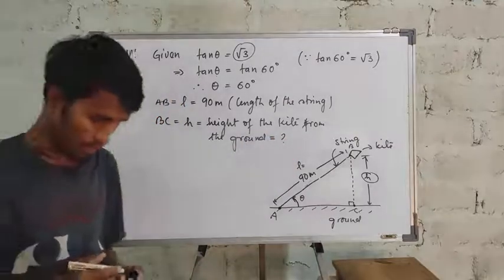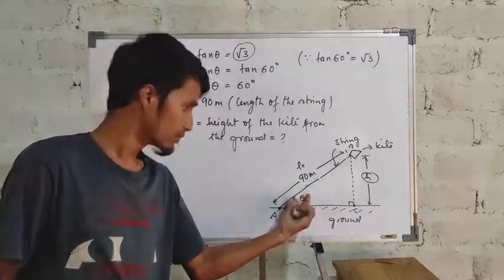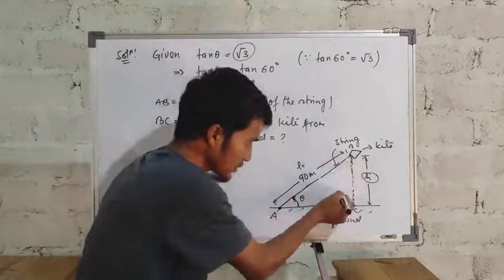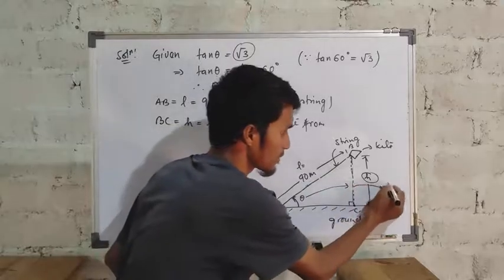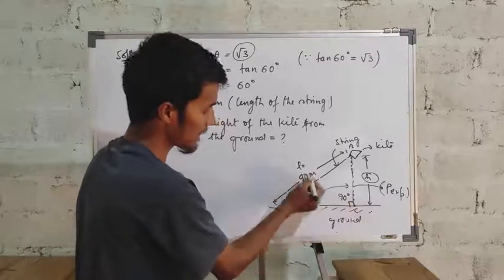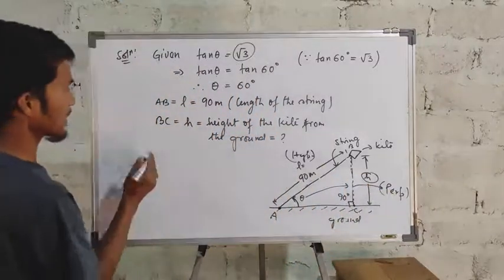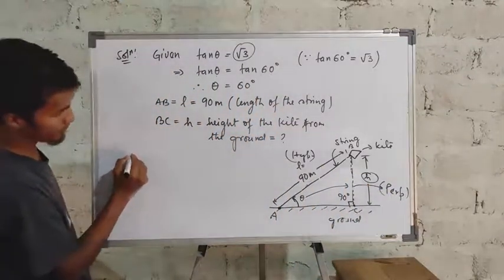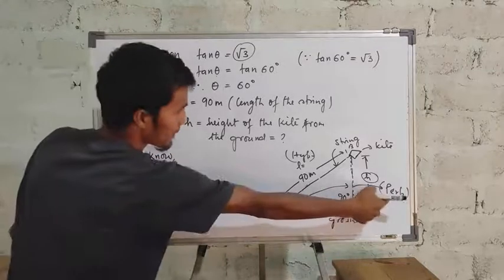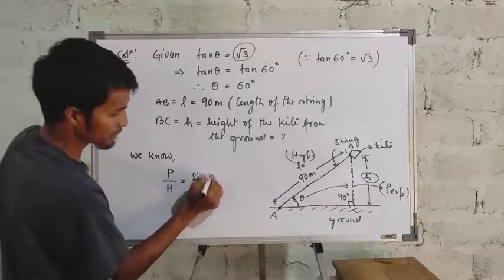Now again we need to check the relation. This is theta, and this is the angle which is opposite to the side BC. Any side which is opposite to an angle will be called the perpendicular, and any side which is opposite to 90 degree will be called the hypotenuse. Now again, what's the relation between perpendicular and hypotenuse? Like the last question, number 5, we know the relation between perpendicular and hypotenuse. P by H is sine theta.